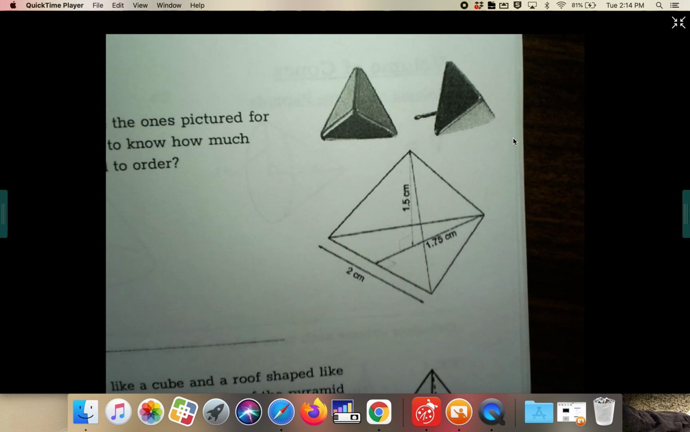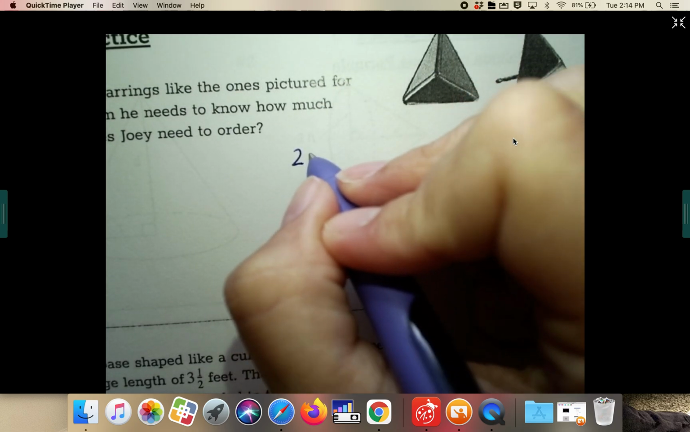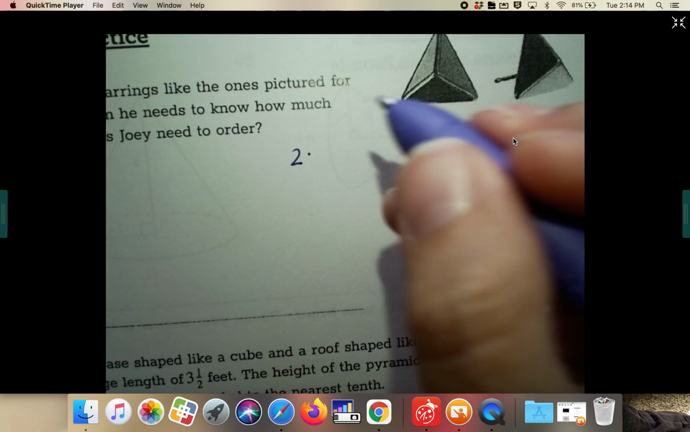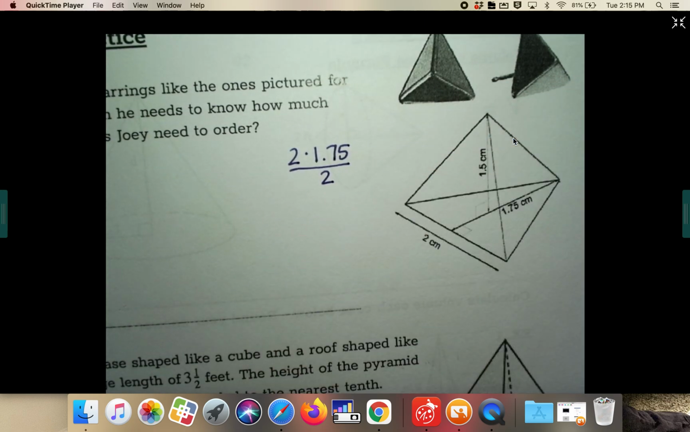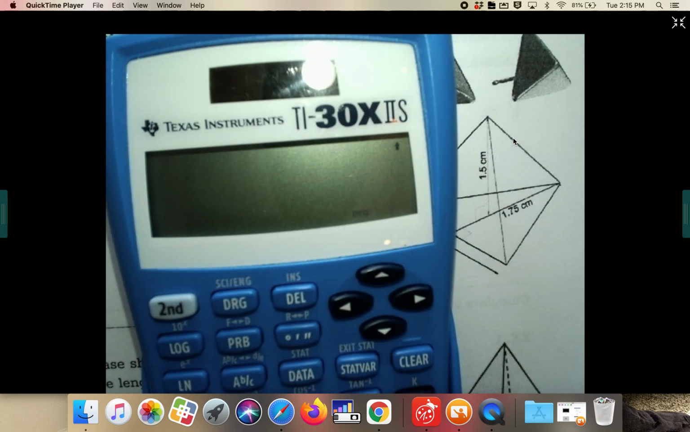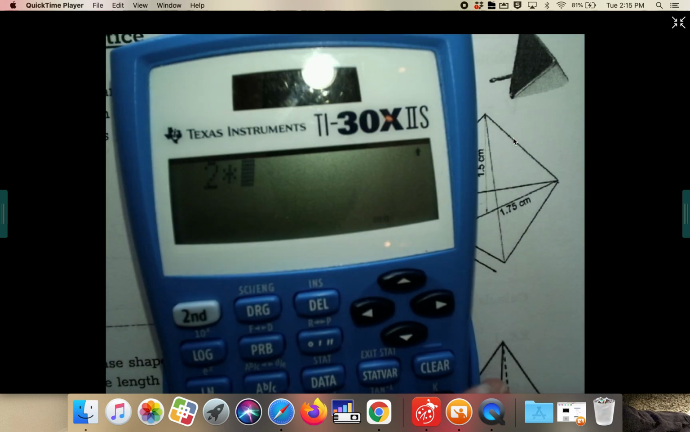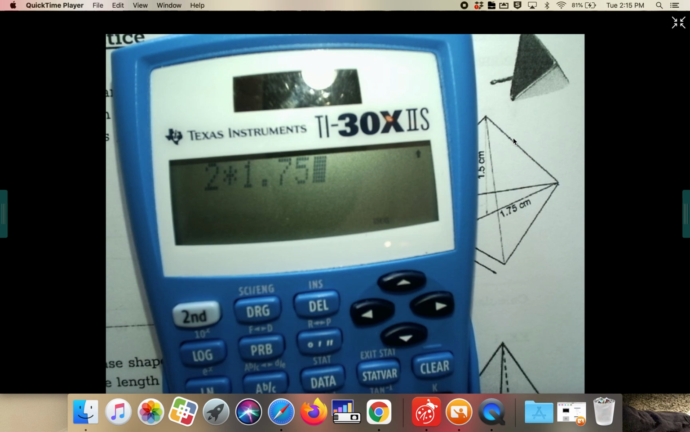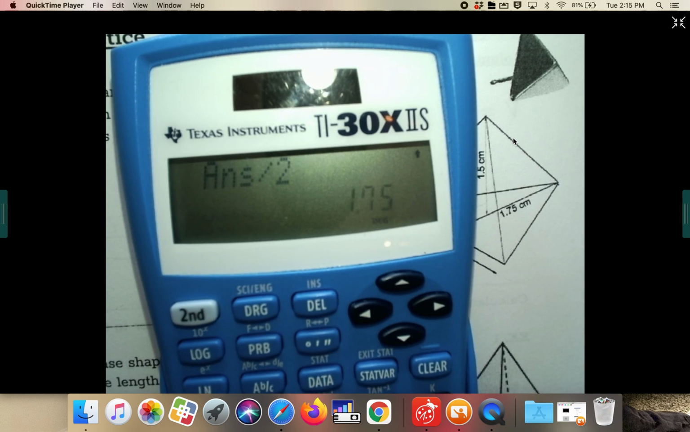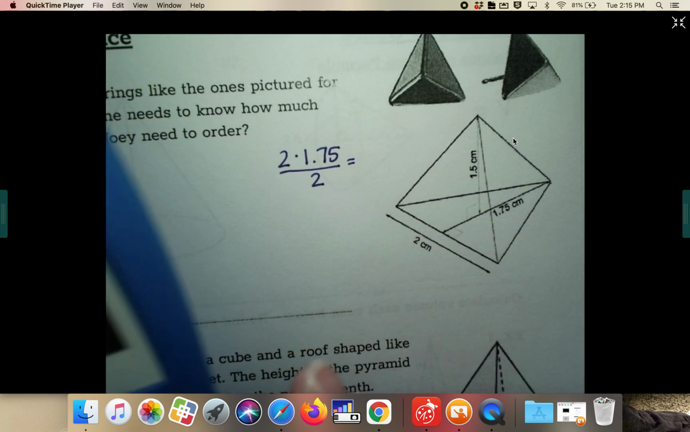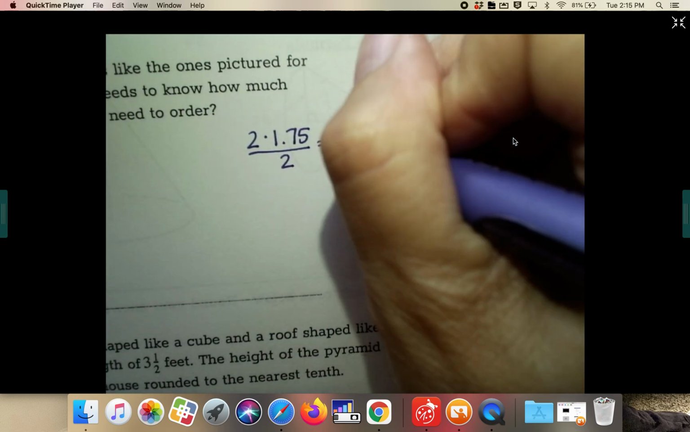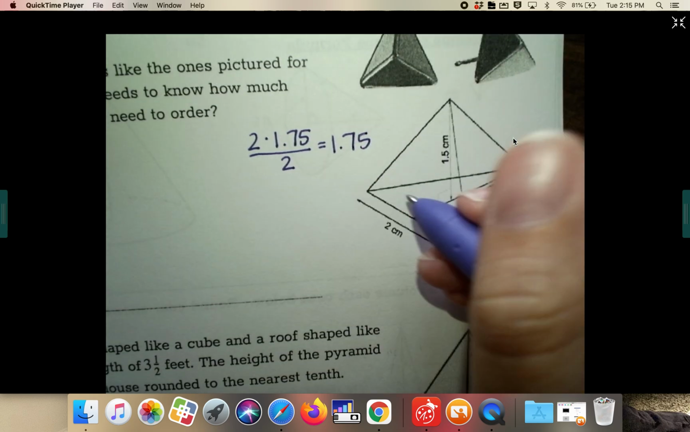So let's just do the base. The base again is 2 times 1.75, and since it's a triangle, we will be dividing by 2. So let's get just that part first. 2 times 1.75 equals, divided by 2 equals, wait, I want to make sure I just did that right. Oh yeah, times 2 divided by 2, 1.75. Okay, that is just the base of this triangle.